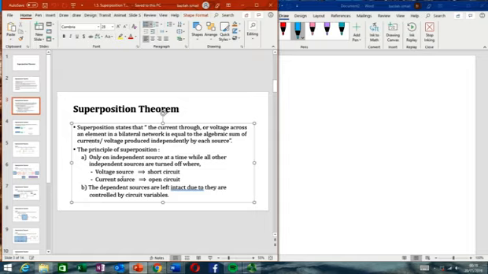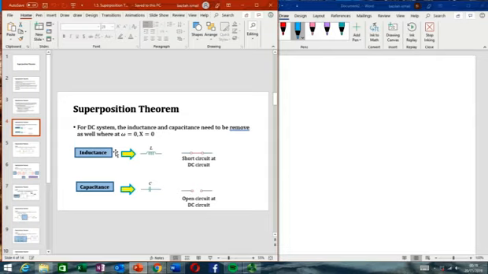So for a voltage source, if you set it to 0, it will react like a short circuit, and for a current source, when we set it to 0, it will react like an open circuit. The dependent source cannot be removed in this case, because they are actually controlled by the circuit variables.